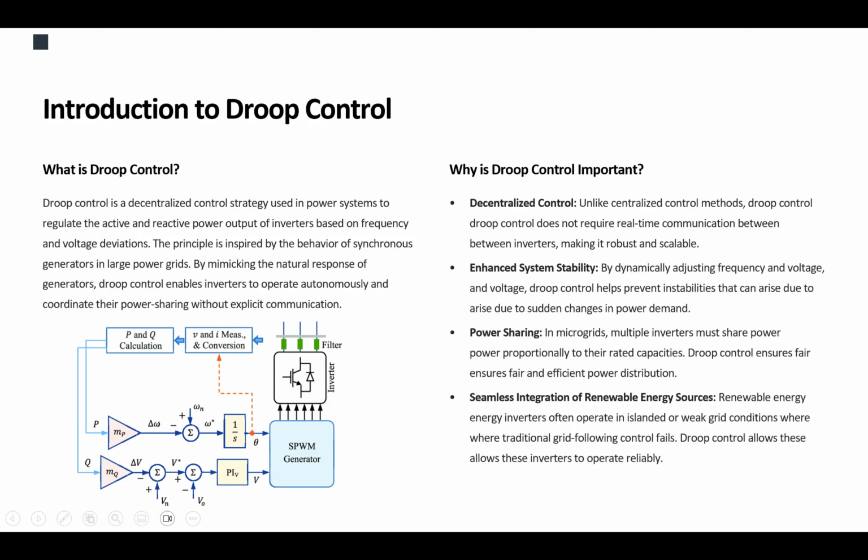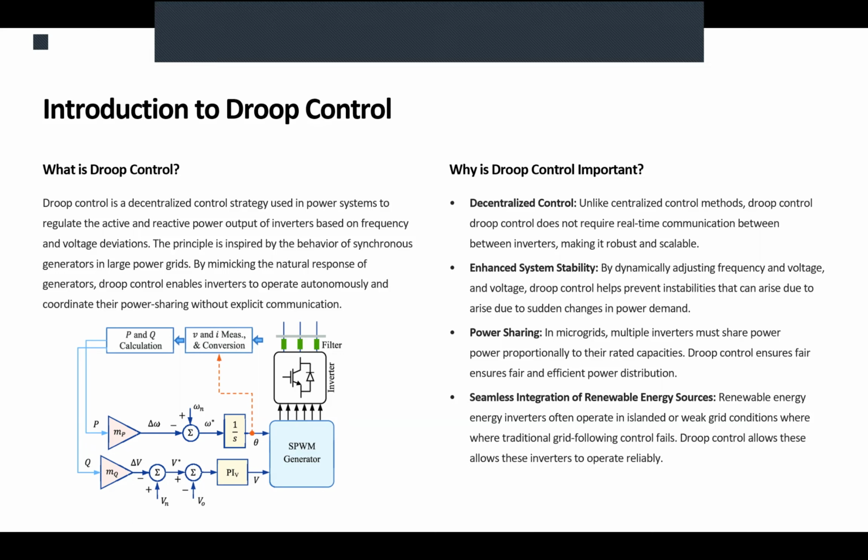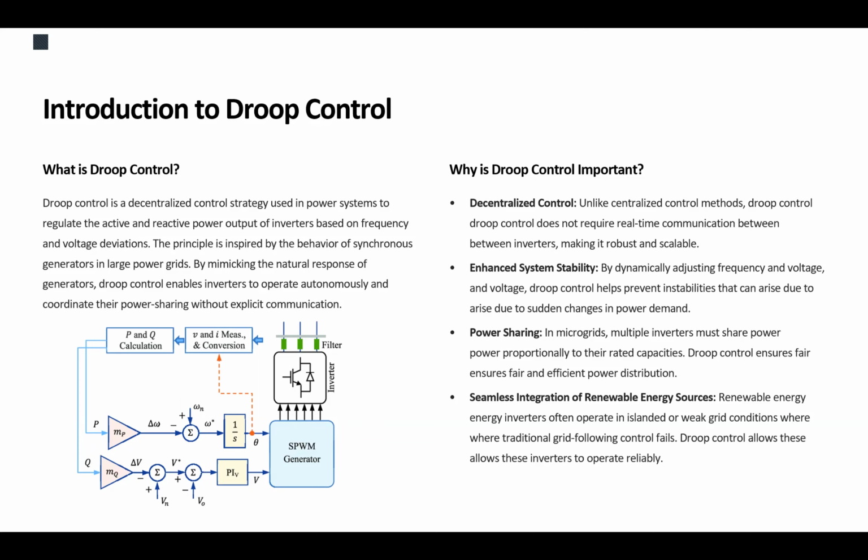Okay. The definition of the Droop control is that it is a decentralized control strategy that we use normally in power systems to regulate the active power and reactive power injection at the output. Now, where did that Droop control come from? What is the origin of that solution, that technique?